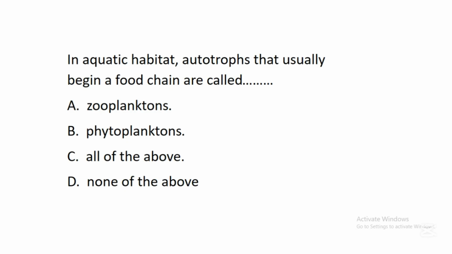The next question says, in aquatic habitats, autotrophs that usually begin a food chain are called dash. A. Zooplanktons. B. Phytoplanktons. C. All of the above. D. None of the above. In this question, the correct answer is B. Phytoplanktons. So these phytoplanktons are tiny plants that usually begin food chain in aquatic habitats.